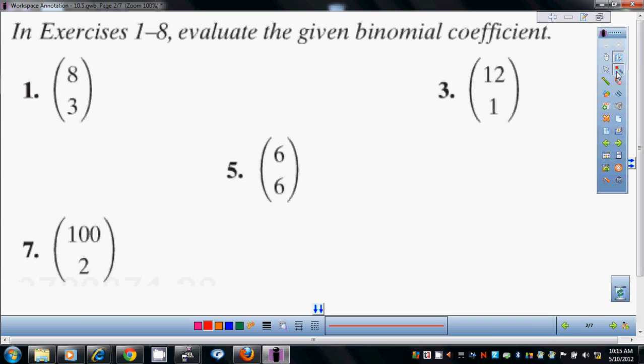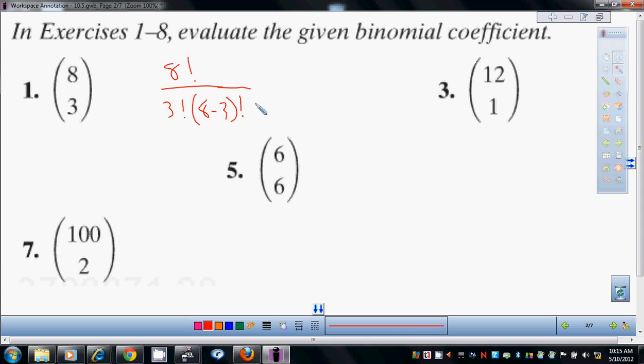First thing, these are just kind of nifty little things. Let me just show you what they are first. These are called binomial coefficients. And when you see one, here's what it means to do. It means 8 factorial over 3 factorial times 8 minus 3 factorial. And then you would just reduce, or you can punch the whole thing into your calculator, which I would recommend you do now.